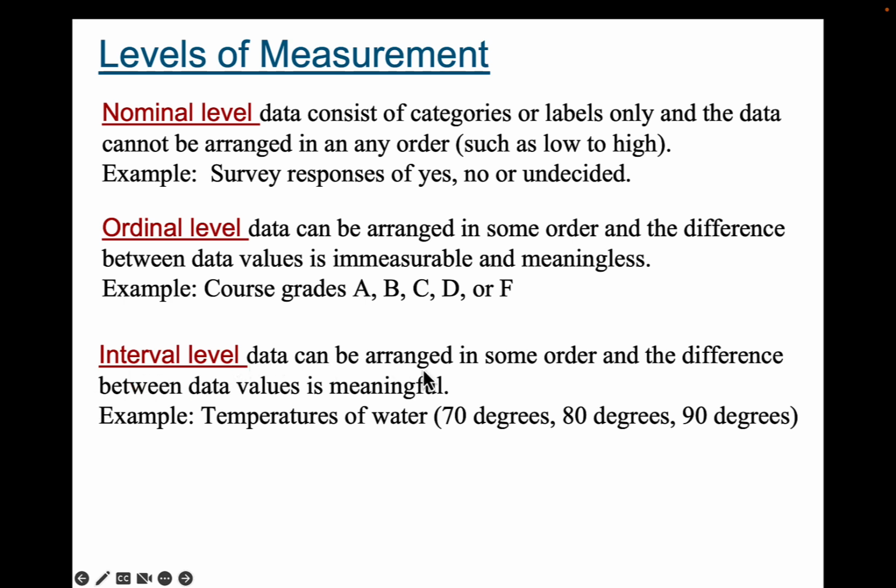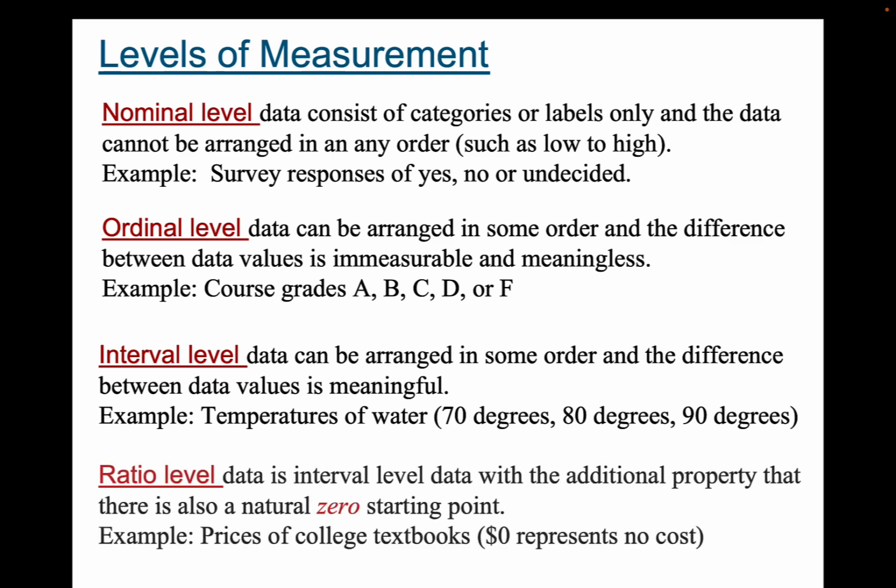That's data that can be arranged in some order, and the difference between the data values is measurable or meaningful. So percentages of grades. One student got 95%, one student got 94%. I can measure that's a 1% difference. That would be interval level. Here's another example. Temperatures of water, 70 degrees, 80 degrees, 90 degrees. Those can be arranged from coldest to warmest, and you can measure the difference between each of your data values.